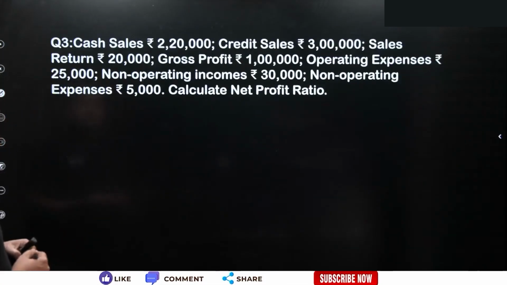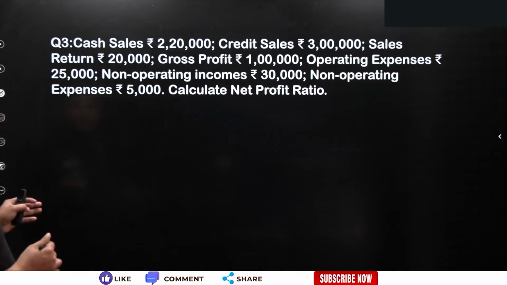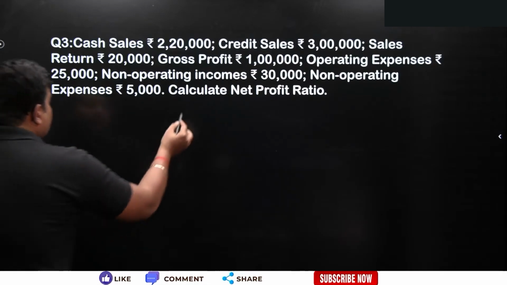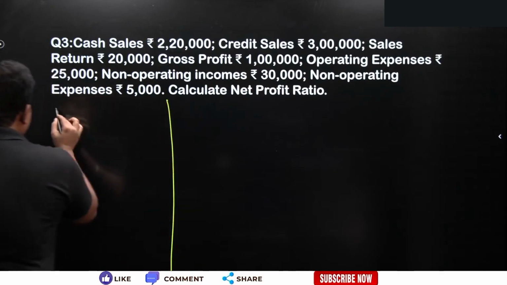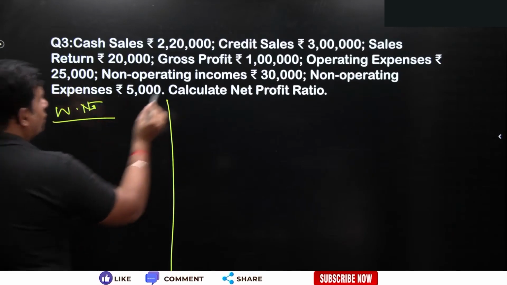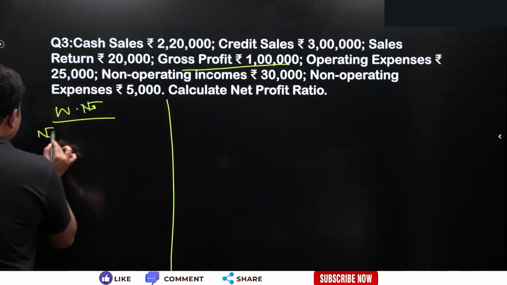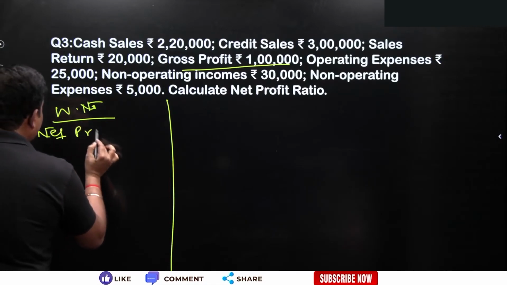Now this question is: cash sales is 2,20,000, credit sales are rupees 3 lakh, sales return is 20,000, gross profit is 1 lakh, operating expenses is 25,000, non-operating income is 30,000, non-operating expenses 5,000. Calculate the net profit. Okay, very good. So let's do the working note first. So we have the gross profit. So we can start our journey to calculate net profit from here.